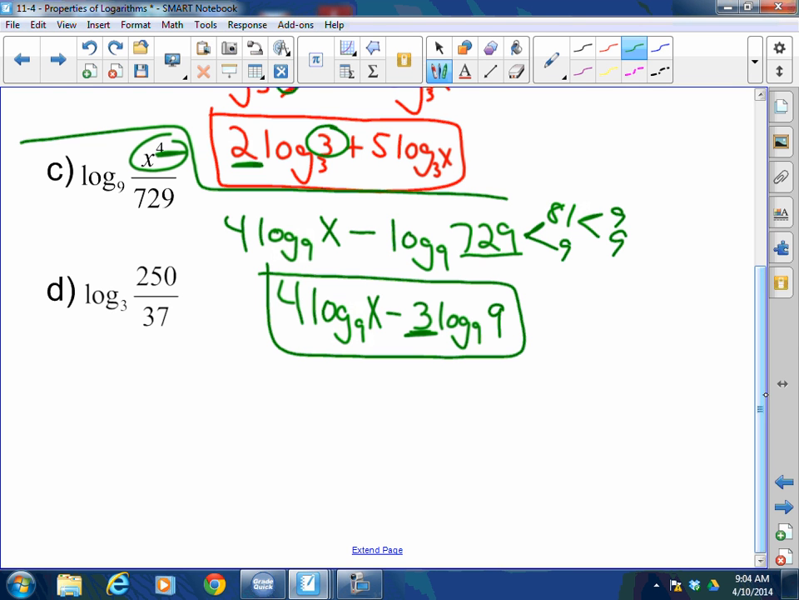Okay, log base 3 of 250 divided by 37. What do I got? Now, here's the cruddy part. 250 is 2 times 125, and that's 25 times 10, right? So look, check this out.